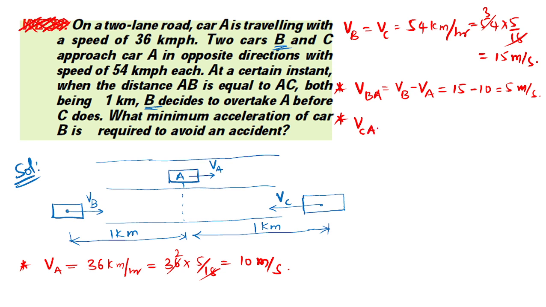Next, relative velocity of C with respect to A. VC and VA are in opposite directions, so I can add them. What is the answer? 15 plus 10. Total answer will be 25 meter per second.